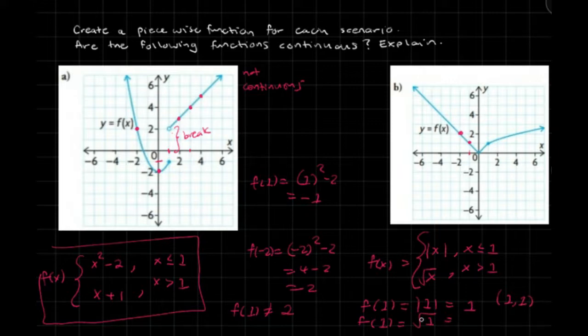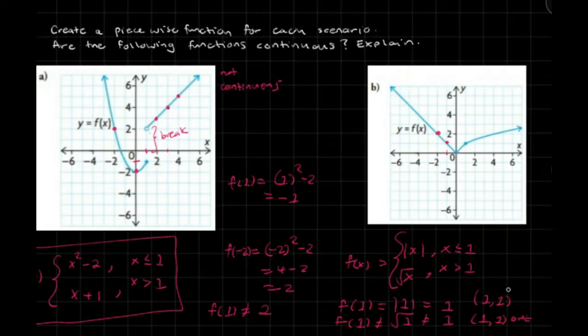So 1 and 1 exists, but f of 1 should not be equal to the square root of 1, which is equal to 1. So the point does not exist there. Because the point that doesn't exist is filled by the point that does exist, then this is continuous. Okay, so this is continuous as a result. So if you have the same value of y for each of the end values of the interval, then the point will be continuous. So this function therefore is continuous. And this is the equation of that piecewise function.